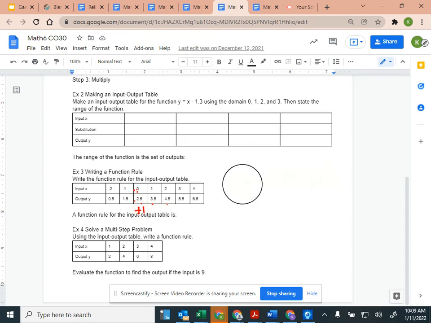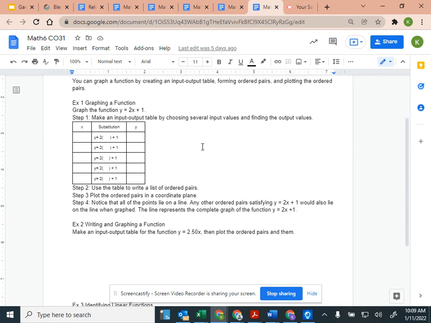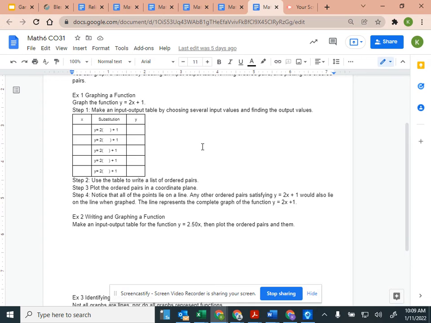All right. That brings us to yesterday, CO31. So we know those function tables. Now we just turn that table on its side. So instead of x on top, y on bottom, we have x on the left, y on the right. We fill in our domain, all those x's. So we're going to do 1, 2, 3, and 4.